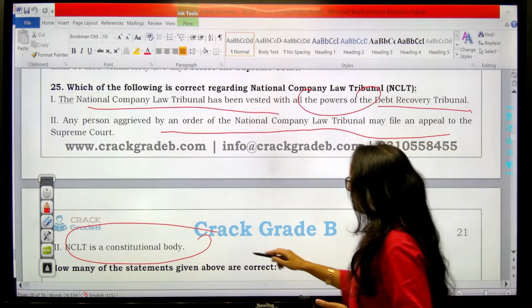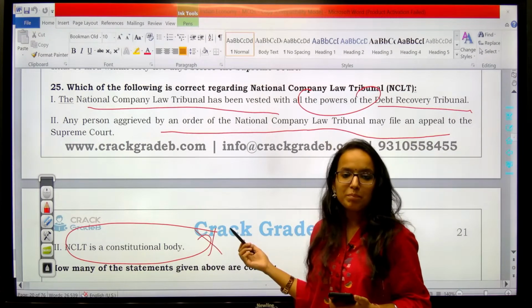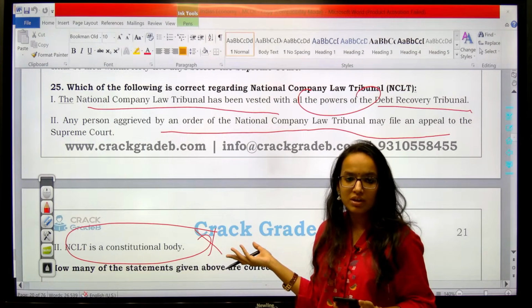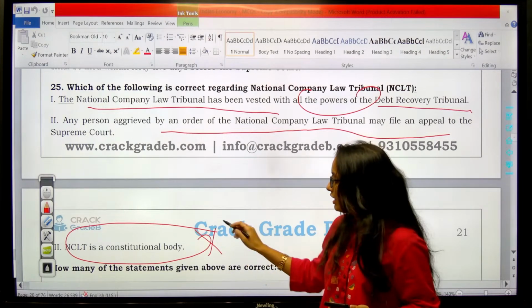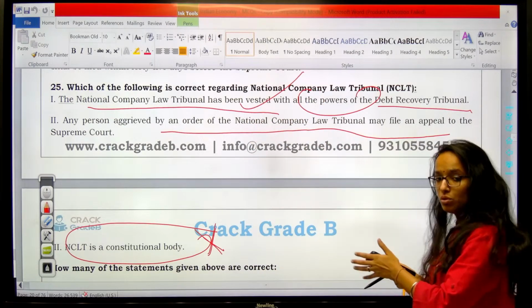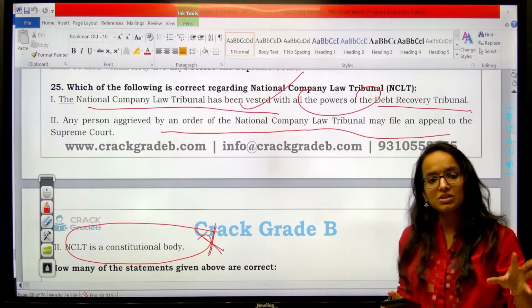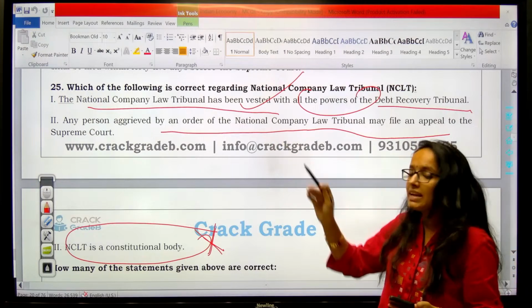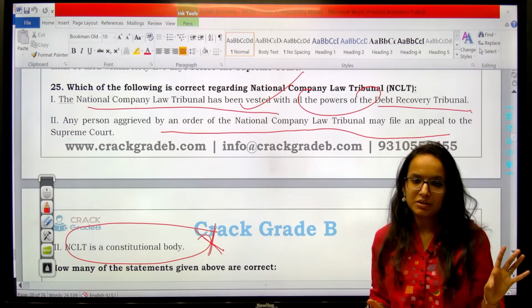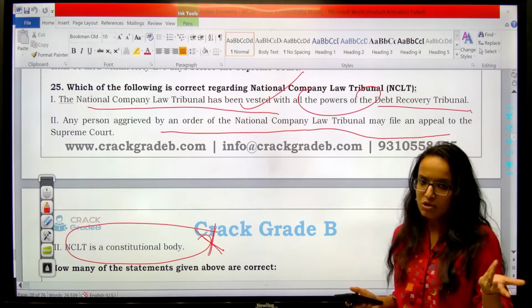You know, this cannot be true. National Company Law Tribunal established under IBC cannot be a constitutional body. It is a quasi-judicial body, right? So this is wrong. Yes, it has all the powers which are there with the DRT. I told you, DRT deals with the insolvency cases of individuals and firms. NCLT deals with the insolvency cases of companies and limited liability partnerships. Clear? So yes, equal powers.